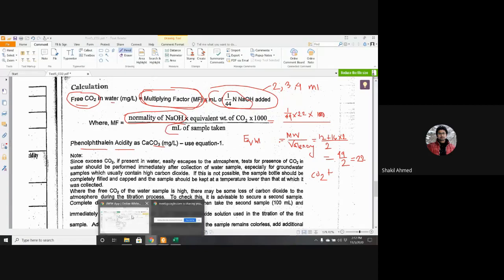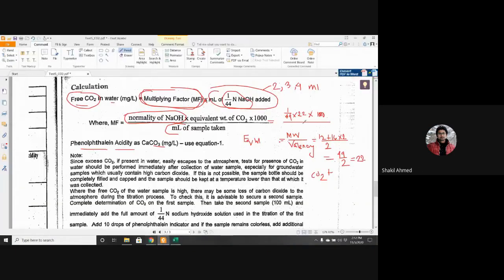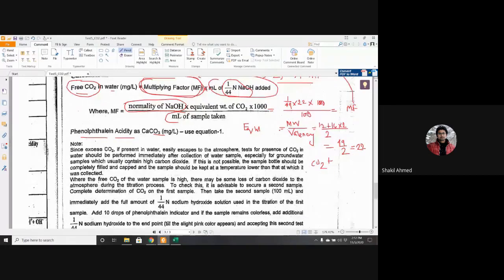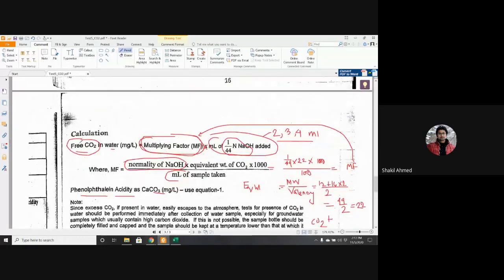How much sample did you take? I believe 100 ml. So this is 100 ml. Whatever you get from here, that is the multiplying factor, and you put this multiplying factor here and multiply it with whatever value you have, and you will get the carbon dioxide, free carbon dioxide in milligram per liter.